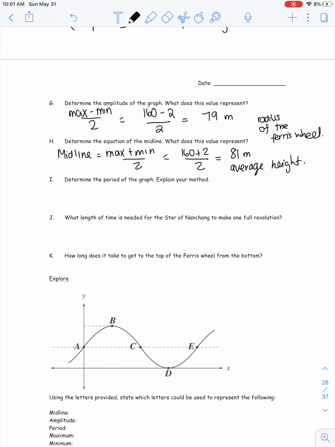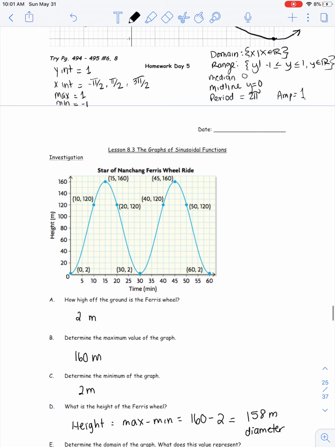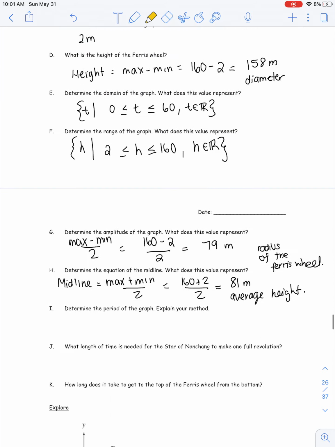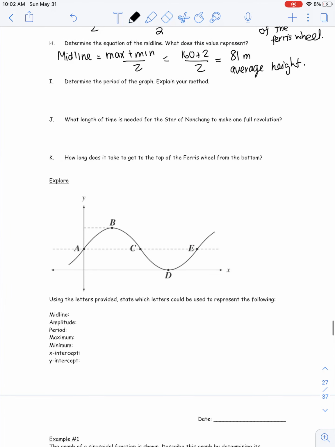Determine the period of the graph. Explain your method. I'll go back and show you what I'm doing. I'm starting at the minimum, and we want to find out when it returns back to the minimum. When it returns back to the minimum, the time that takes is your period. How long does it take, once you get on the Ferris wheel, to return back to your starting position? In this case, it's going to take 30 minutes. We're always looking at the x value for our period. So 30 minutes.